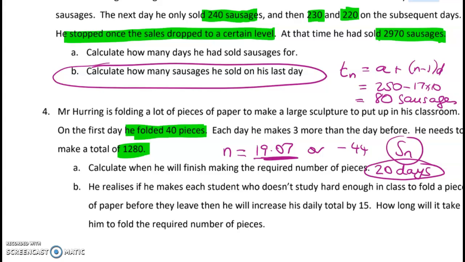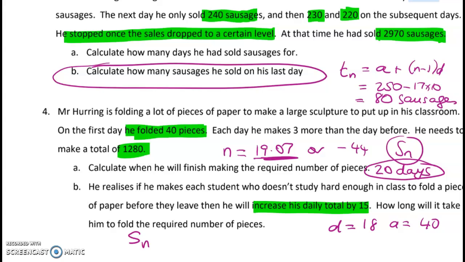And then the way I interpreted the next question was that he makes each student who doesn't study enough fold a piece of paper before they leave. Then he will increase his daily total by 15. So my interpretation here was D is going to go up to 18 and A was going to stay at 40. So running that through, we get the sum.